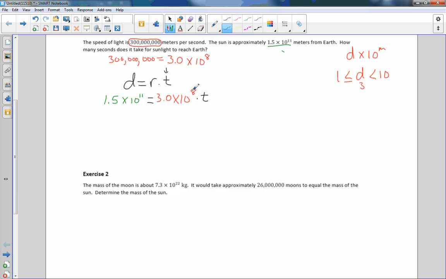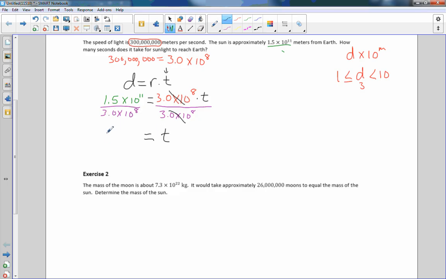Now, in order to solve an equation for a variable, it's called isolating the variable, we have to do the inverse operation. And we have multiplication, and the inverse of multiplication is division. So to solve this problem, I'm going to divide both sides by 3 times 10 to the 8. To make the equation still equivalent, you have to do the same to both sides. So if I divide both by 3 times 10 to the 8, this is still equal. 3 times 10 to the 8 divided by 3 times 10 to the 8 is 1. 1 times t is just simply t. And that's our time, and that's what we're trying to solve for.